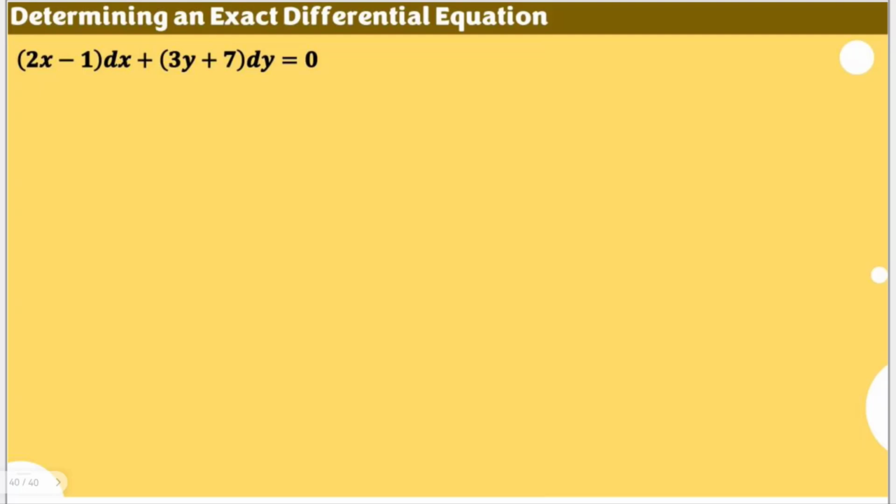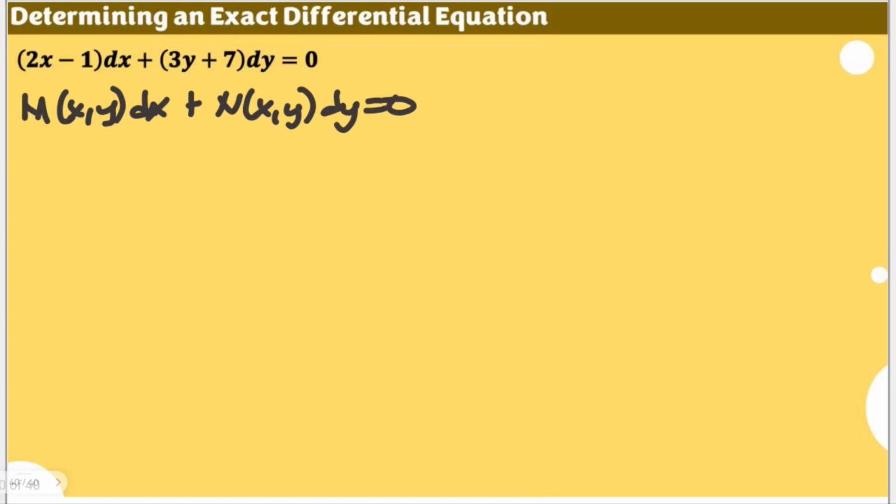In order for us to determine whether this is an exact differential equation or not, this form should be in this form here, M of x,y dx, that's dx, plus N of x,y dy equal to 0. Once we can establish that, we can now say a certain function of M of x,y and N of x,y.